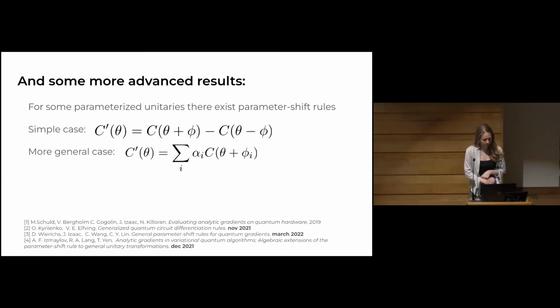So there are some more advanced techniques than the ones I mentioned previously. It turns out that for some parameterized unitaries, there exist so-called parameter shift rules, which express the derivative at some point of the parameter space as a linear combination of values at other points of the parameter space. This approach was, for example, implemented in the PennyLane package, which was developed by the Xanadu people. It is a very hot topic for research. There are three papers that appeared one after another trying to deal with the problem.